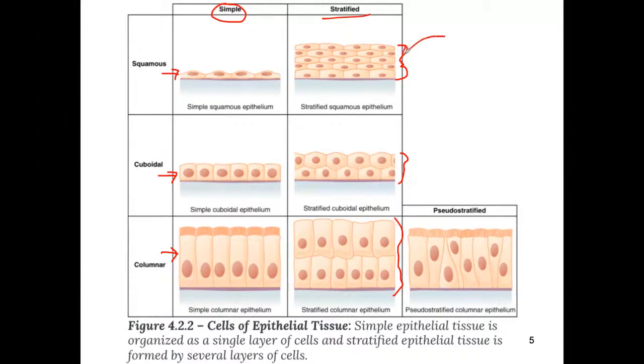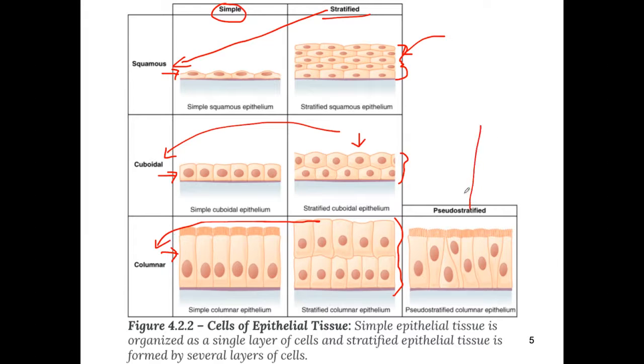These are flat, irregular shapes, so we would call them stratified squamous cells. Here, these are cuboidal, but they're more than one layer, so we would call them stratified cuboidal. And then here are columnar cells, and because they're more than one layer, we're gonna call them stratified columnar.